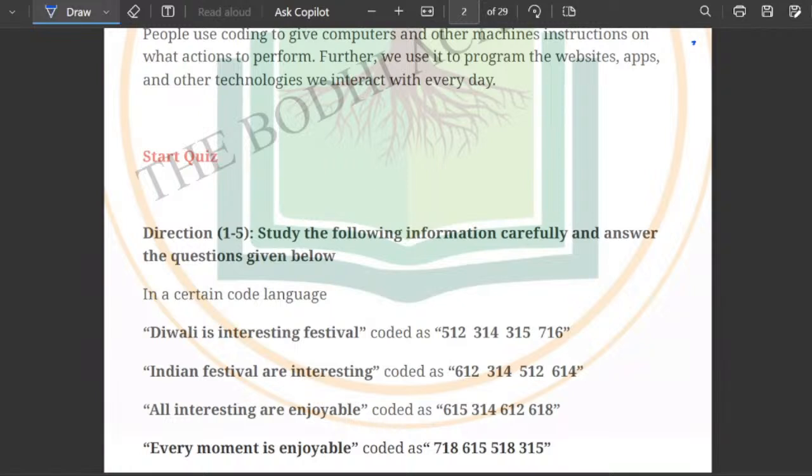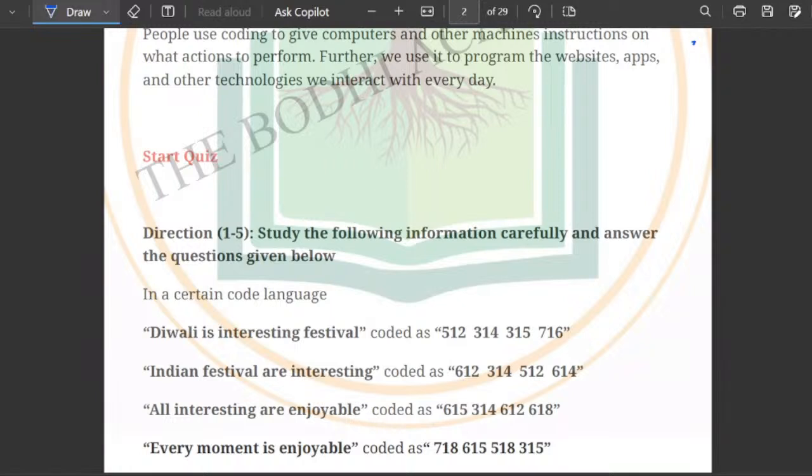So today we are going to study, as you can see on the screen, coding-decoding from the reasoning chapter. This topic is very easy. We'll begin in 1 minute. This chapter carries 5 marks in your exam, in any exam.